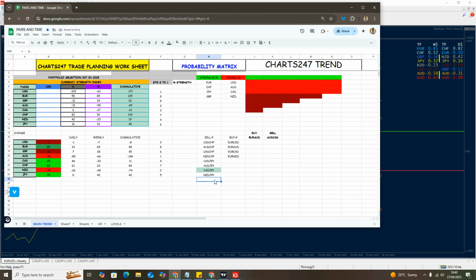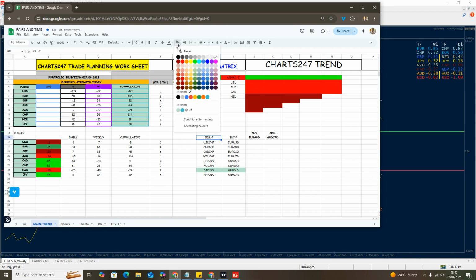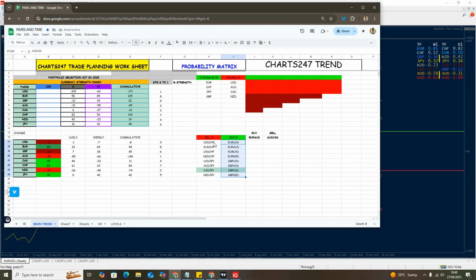So buy pair will be GBP US dollar, pound Aussie, GBPAUD, pound CAD, GBPCAD, and GBPNZD. So basically, that is the portfolio selection done. You want to be looking at selling this pair based on their technicals, and then you want to be looking at buying these ones here. Okay, these are our buy pairs, these are the sell pairs.